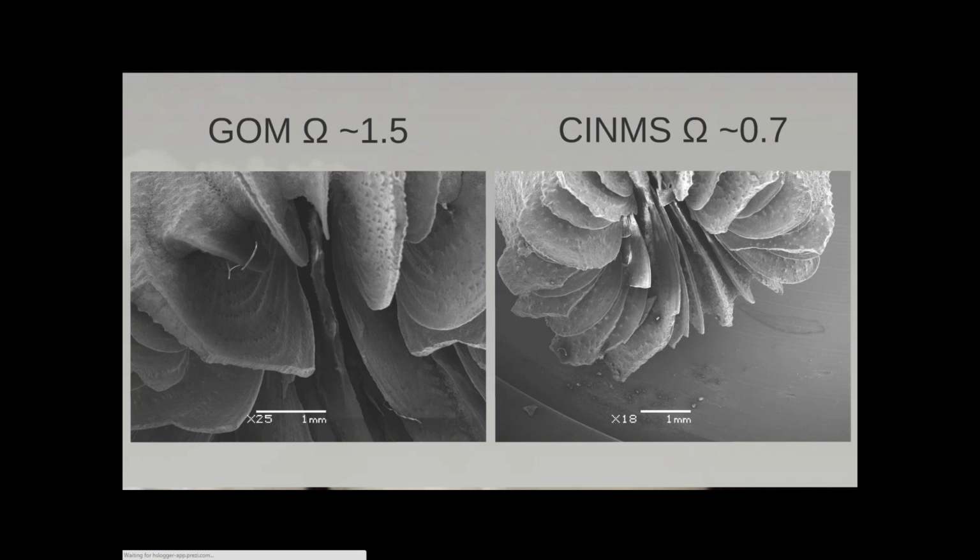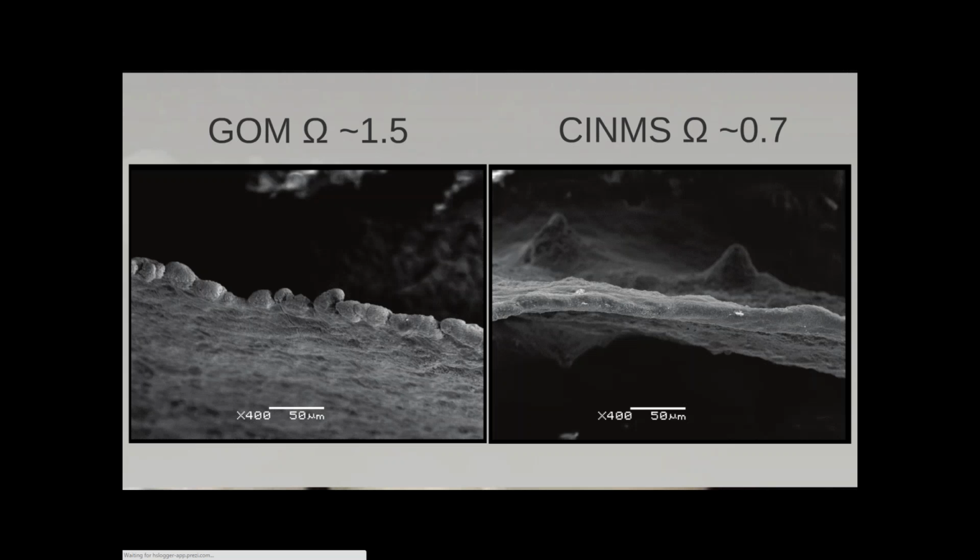And if we look at the very ridge of those septa, we can also see that the bumps are only present in the Gulf of Mexico, and there were no bumps on the outer ridge of the Channel Islands, perhaps indicating that there was current growth at collection for the Gulf of Mexico samples.